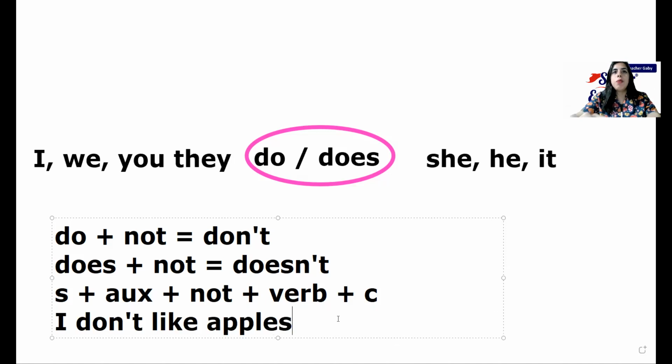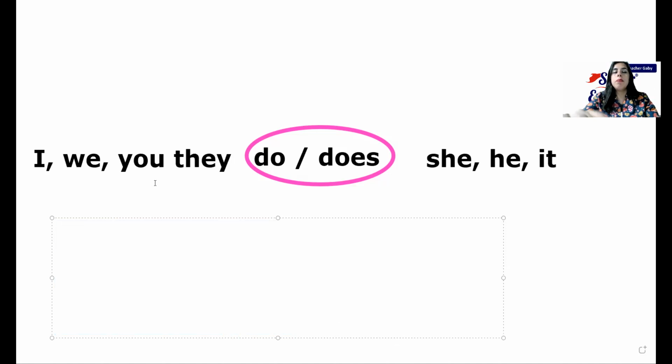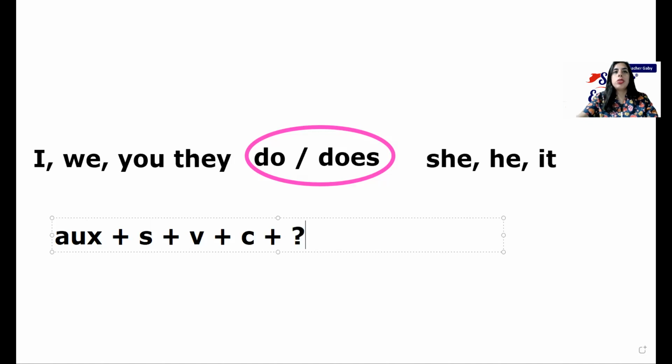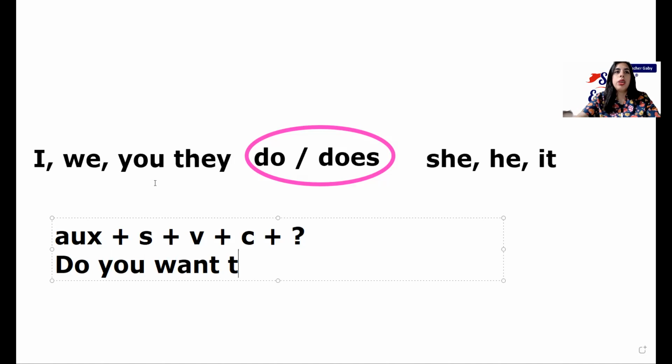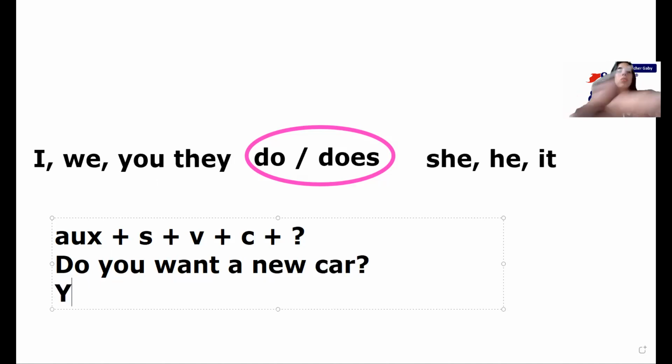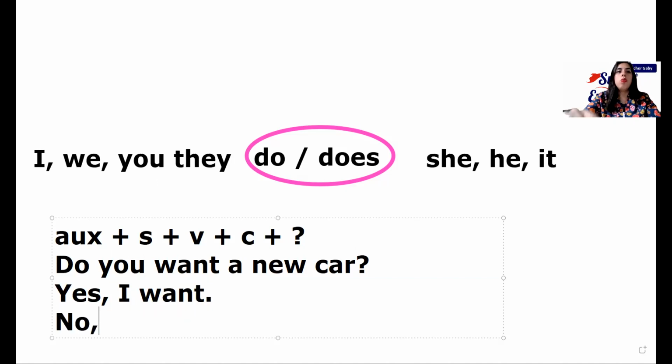This is the negative structure. Now what happens with the questions? We are going to use the auxiliary again, but we are going to change the order. For example, auxiliary, then we have subject, verb, complement, and of course the question mark. For example, do you want a new car? If the answer is affirmative, I'm going to say yes, I do. If the answer is negative, I'm going to say no, I don't. Yes, that is how we are going to use the auxiliaries in simple present.